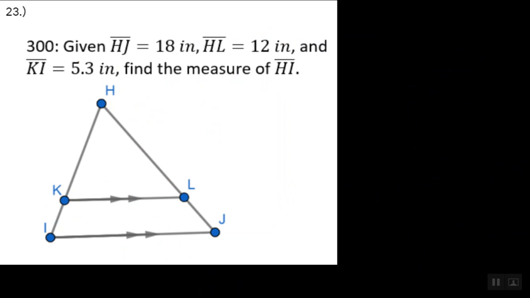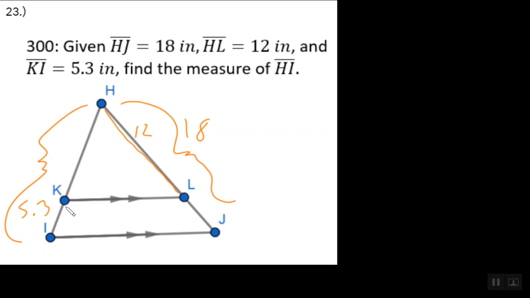Okay, for problem 23, it says given HJ is 18 inches, and HL is 12, so that's that line right there, and KI is 5.3, we want to find the measure of HI. Okay. Now this one is kind of tricky. It's not as straightforward as we would like it to be.